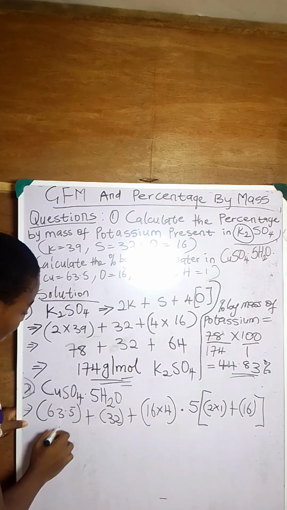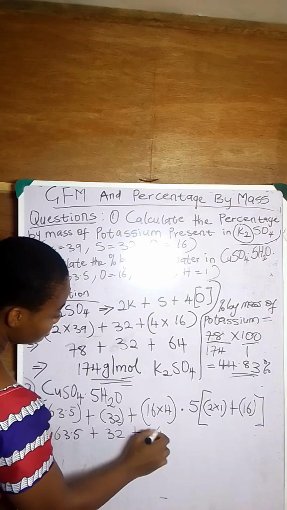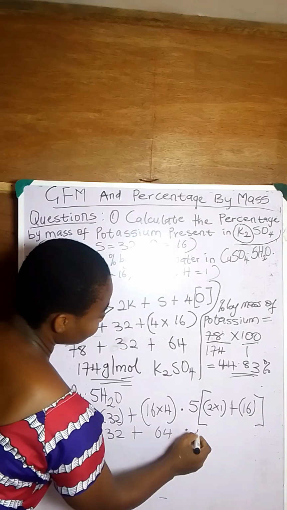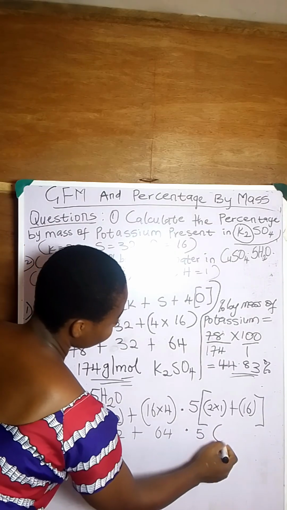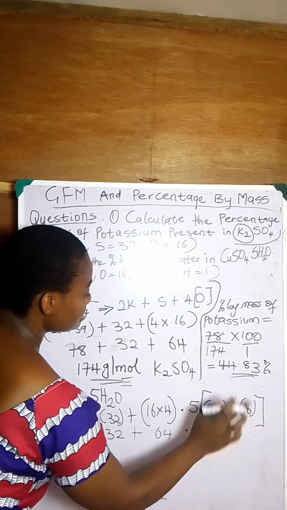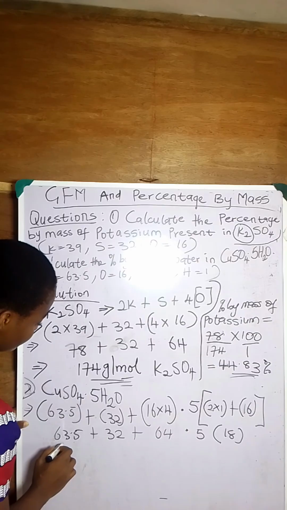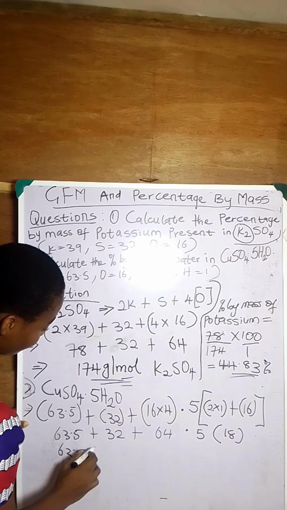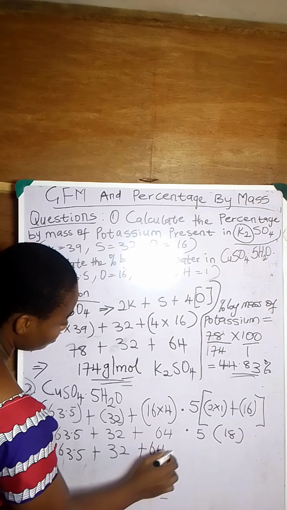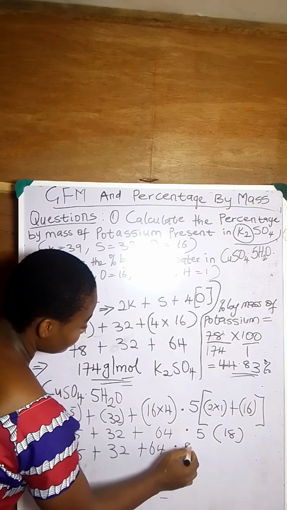Alright, so here we have 63.5 plus 32, plus 64. We put our dot here, and this is 5 times what? This is 2. 2 times 1 is 2, and this is 16. 2 plus 16 is 18. Very good. So here we have 63.5 plus 32 plus 64, and 5 times 18 will give you 90.